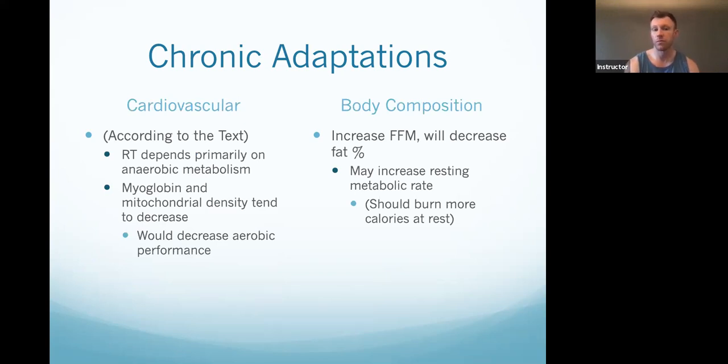Your cardiovascular system, again, this is according to the text. So resistance training depends primarily on your anaerobic metabolism. You'll also look at myoglobin and mitochondrial density, which tend to decrease. So the typical belief and understanding is that the more you resistance train, and you're working on, we'll call it more immediate system training, there's a decrease in your aerobic ability, your aerobic performance. Likewise, if you were training for a marathon and you're doing all this long distance, high endurance running, your strength gains may struggle or they may suffer slightly.